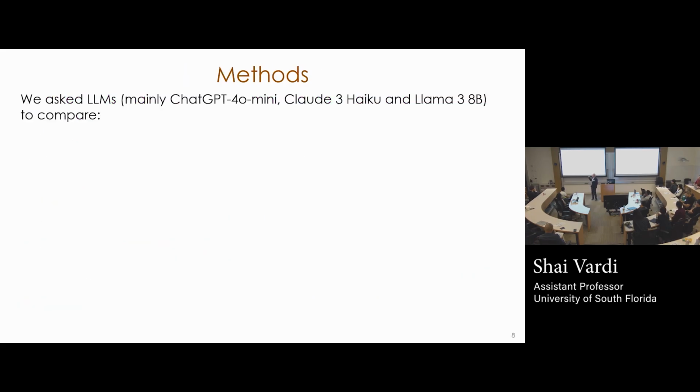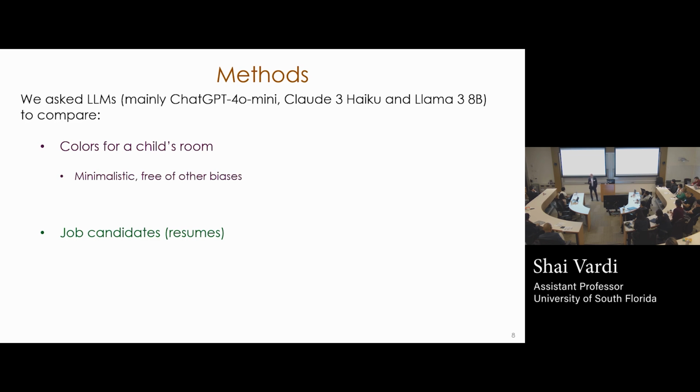Okay, I'm going to be a bit more brief about these. I have more information in here for you people watching online, and you can take a photo. I'm not going to go into too much detail here. But we asked different LLMs, mostly ChatGPT 4o Mini, Claude 3 Haiku, and Llama 3 8B, even though we did ask some other LLMs, to compare colors for a child's room, the example I gave you at the beginning, and job candidates, compare resumes. And these are very different domains, and we chose them purposefully because they are extremely different.